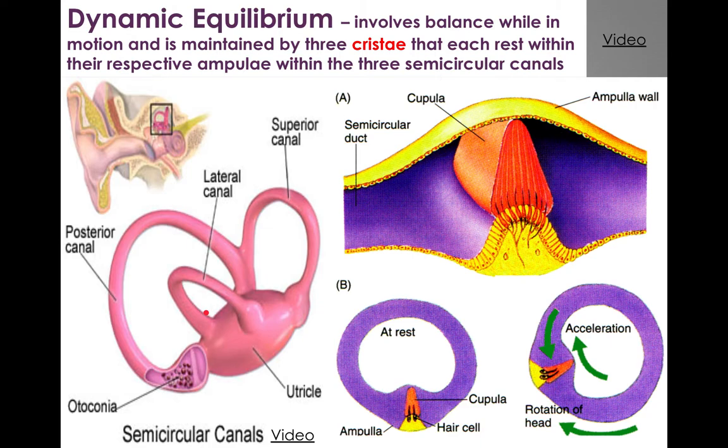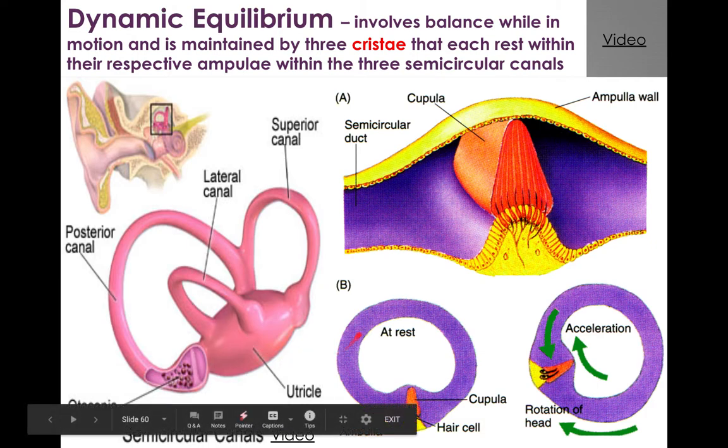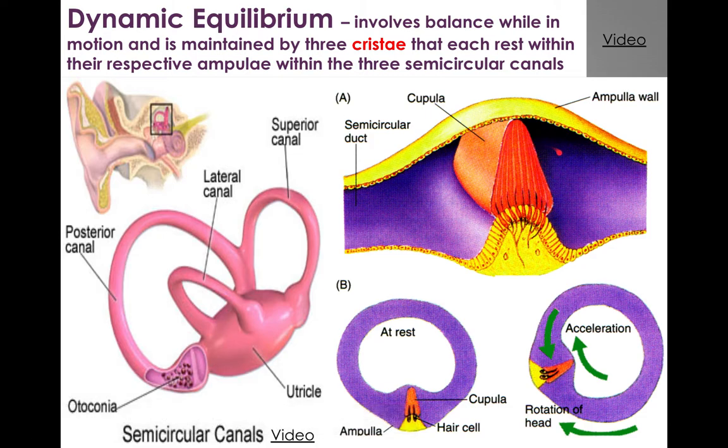But the lateral canal is exactly horizontal to the ground. So let's say you start to spin, like we did as kids, where you just say, I'm gonna spin until I fall down. So what's happening? If you're not spinning, there's no movement in the endolymph. But as you start spinning, the endolymph will start to move itself, and it will cause the cupula to move as well.